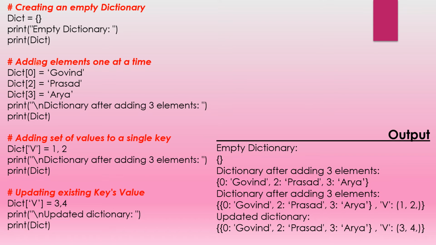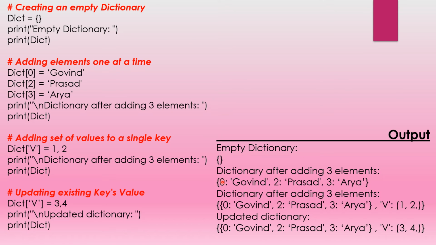So now how can we add elements one at a time in a dictionary? First we will write dict, then here will be the key, and then we will assign the value to the key. So here 0 is the key and Govind is the value, 2 is the key, Prasad is the value, 3 is the key, Arya is the value. So first this will be printed, print dictionary after adding 3 elements. So in the output, as you can see, dictionary after adding 3 elements, then dict will be there. Now in the output this all will come together, as you can see here.